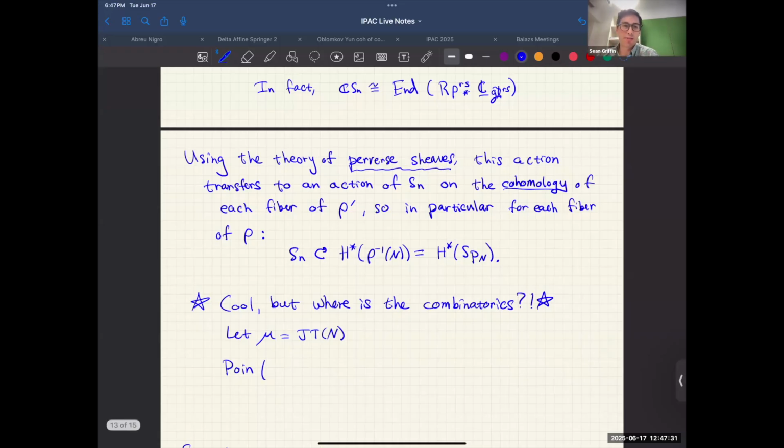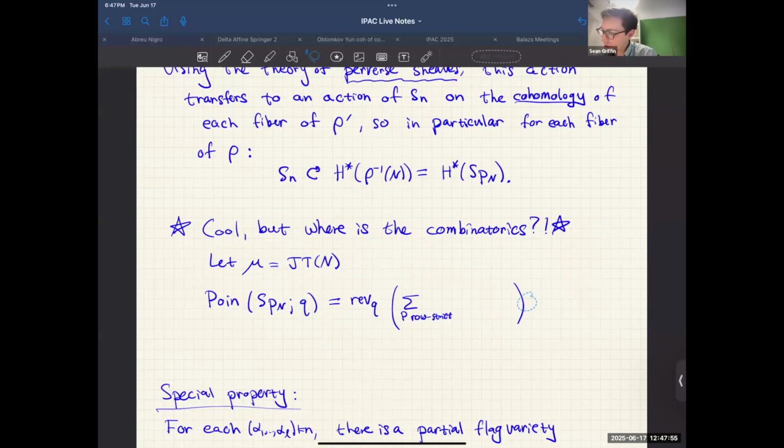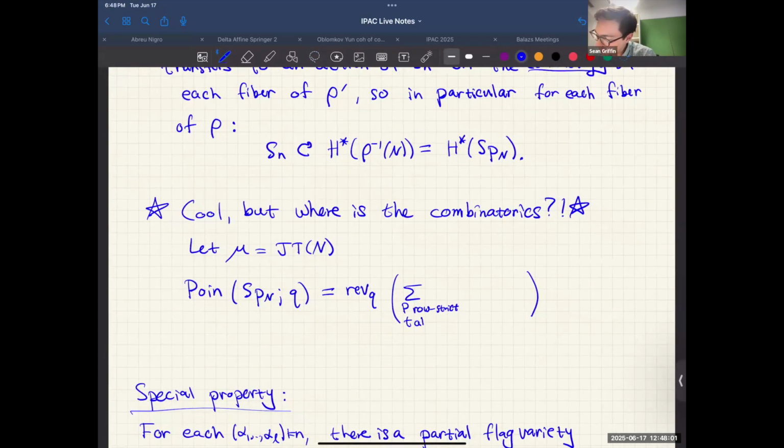Then using another affine paving argument, you can check that the Poincare polynomial of one of these Springer fibers is the reversal of a related polynomial summing over row strict tableau of shape mu, and then keeping track of inversions of those row strict tableau.